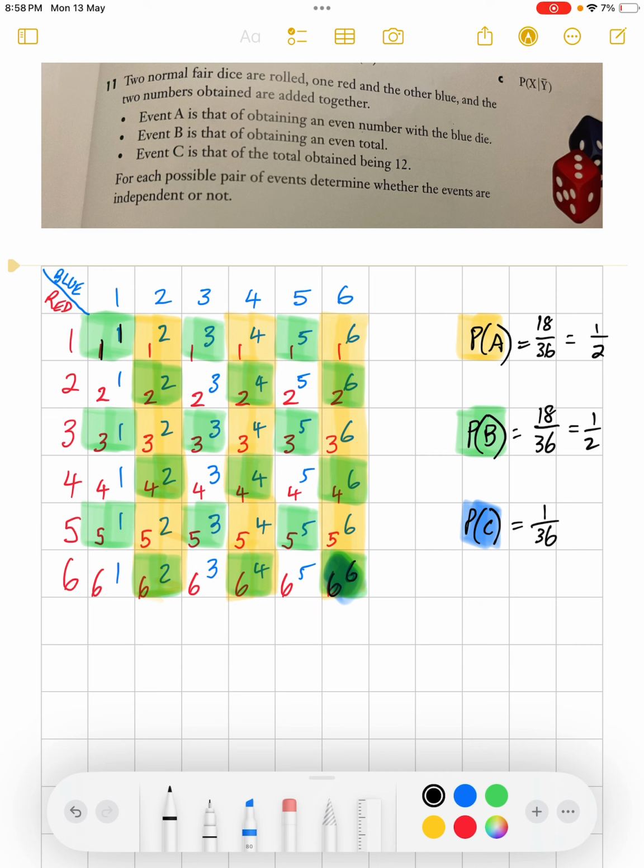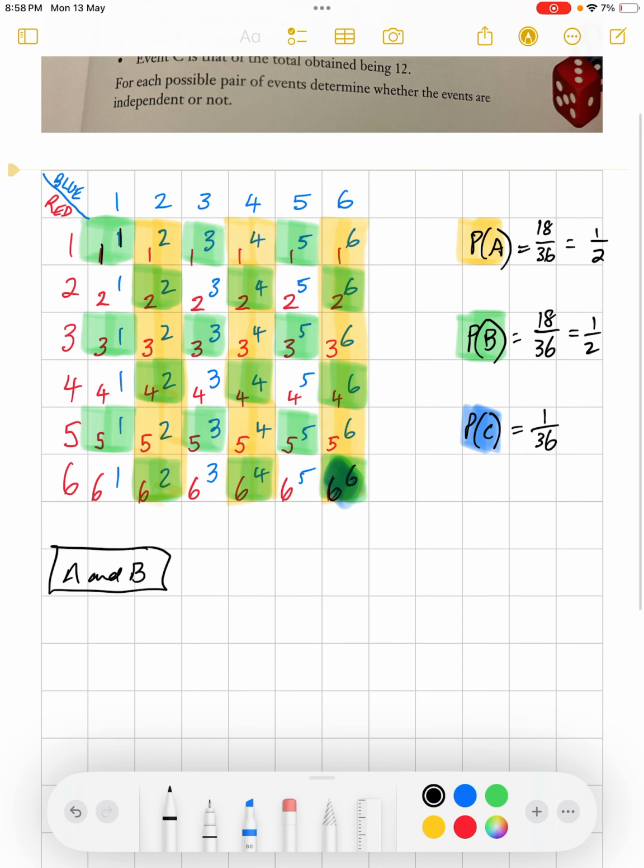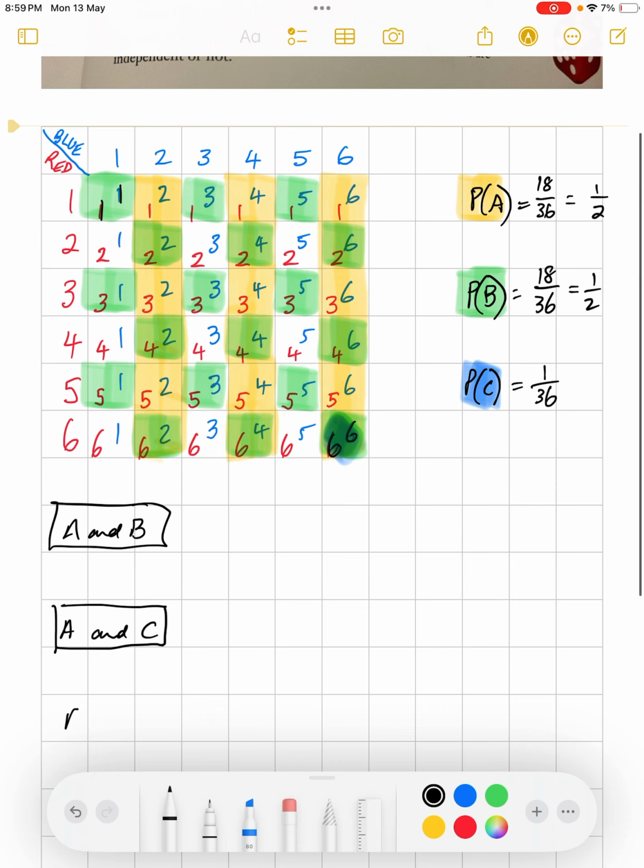Now, the question asks for each possible pair of events. So let's consider, first of all, events A and B. All right, then we'll consider events A and C as a pair of events. We will then consider B and C as 2 events and see if they're independent.